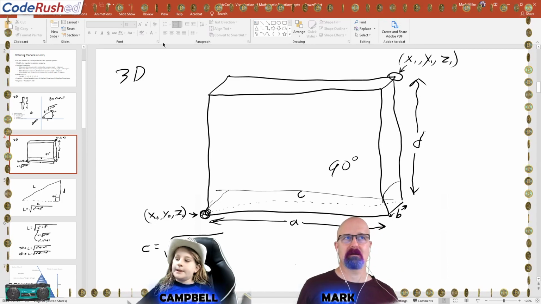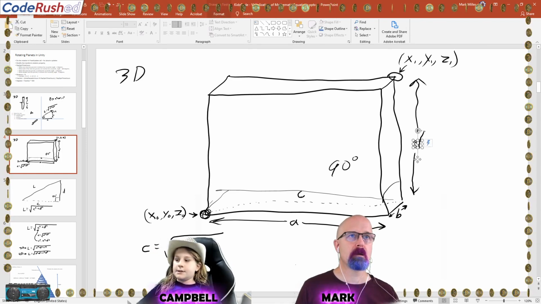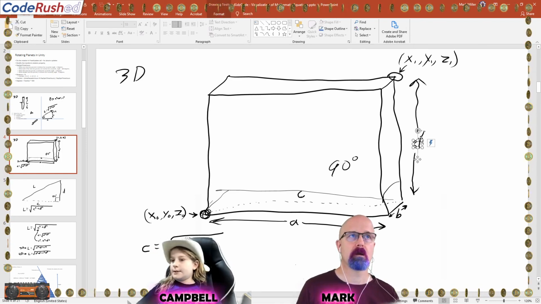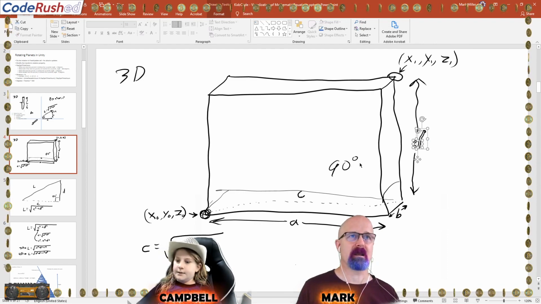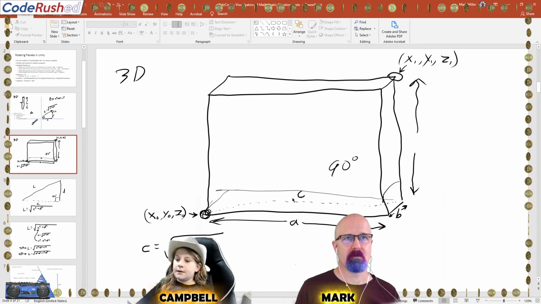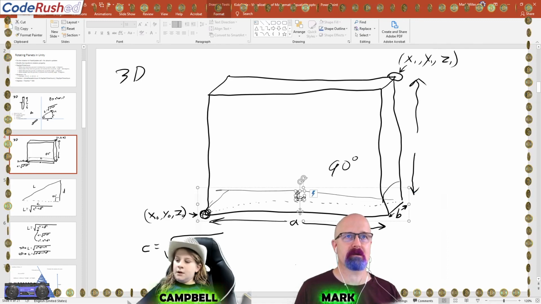Well, we figure out the difference between x0 and x1, y0 and y1. It's the delta. Exactly, Campbell. It's the delta, right? That's what A, B, and C are here. I can delete that one.